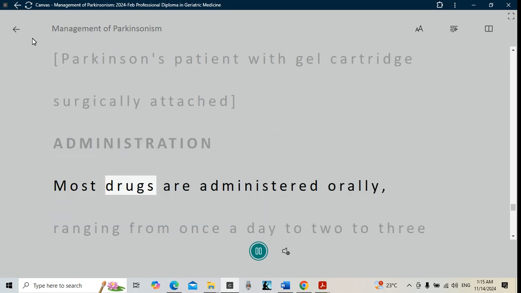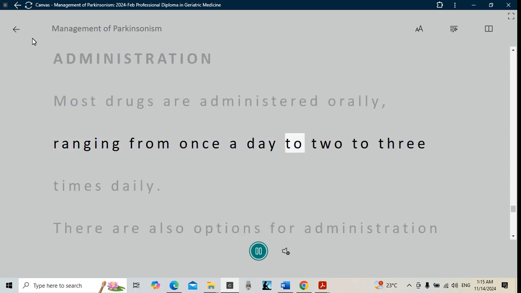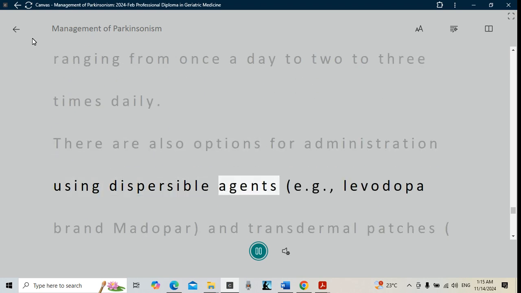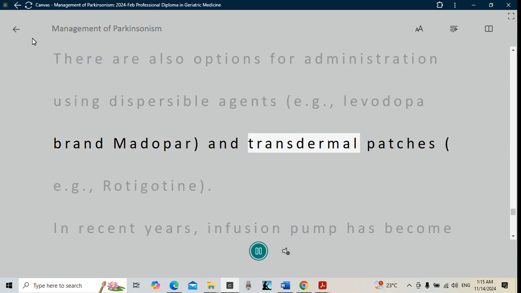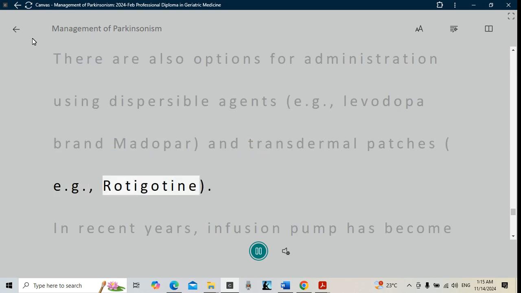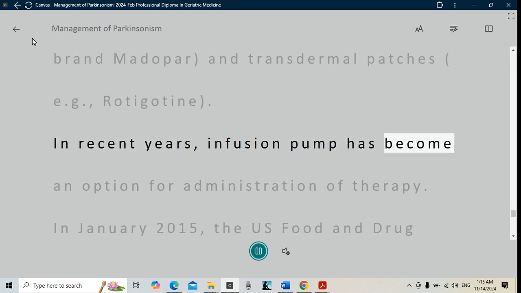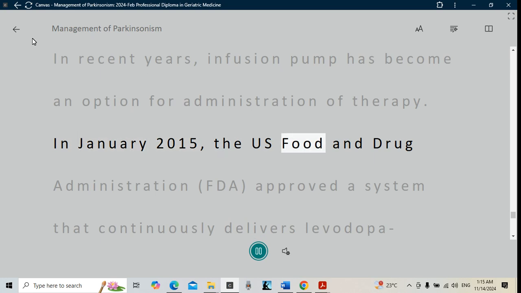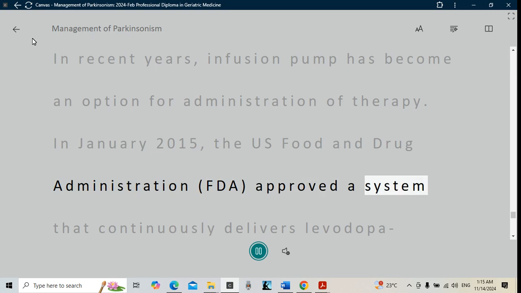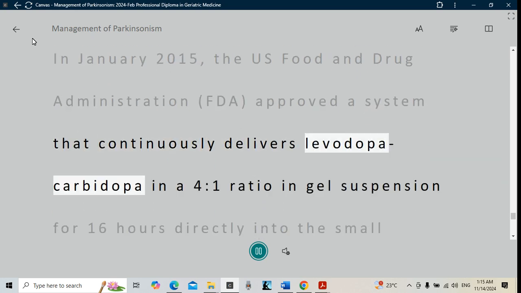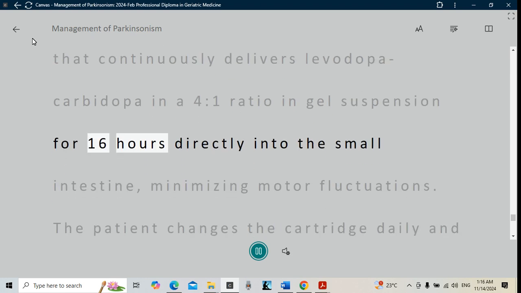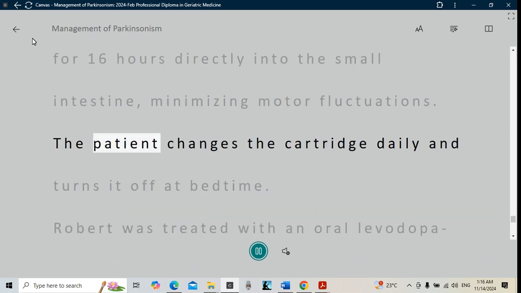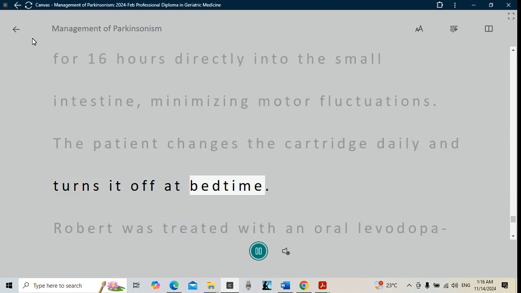Administration. Most drugs are administered orally, ranging from once a day to 2 to 3 times daily. There are also options for administration using dispersible agents, e.g., levodopa brand Madopar, and transdermal patches, e.g., rotigotine. In recent years, infusion pump has become an option for administration of therapy. In January 2015, the U.S. Food and Drug Administration, FDA, approved a system that continuously delivers levodopa-carbidopa in a 4:1 ratio in gel suspension for 16 hours directly into the small intestine, minimizing motor fluctuations. The patient changes the cartridge daily and turns it off at bedtime.